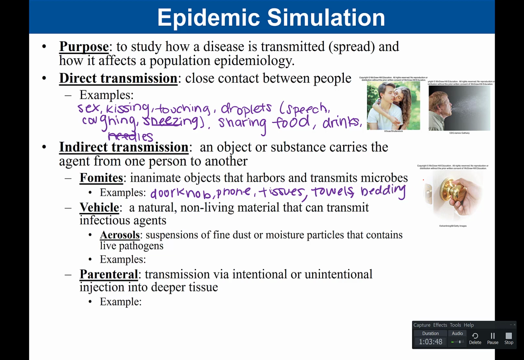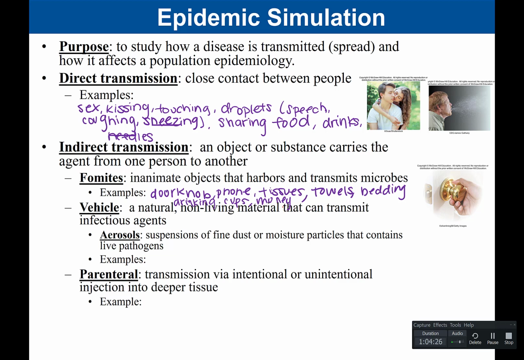Towels and bedding, for example, can spread something called pinworm, which is a worm infection. You can also transmit ringworm, which is a fungal infection, through contaminated towels or bedding. Drinking cups. Money, etc. Basically, any inanimate object that can transmit the organism from one person to another.